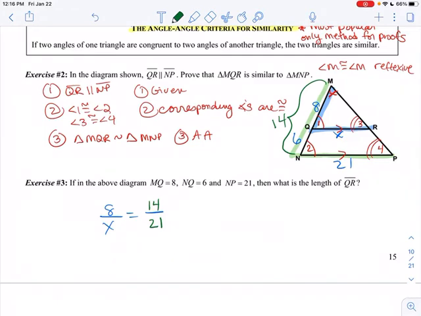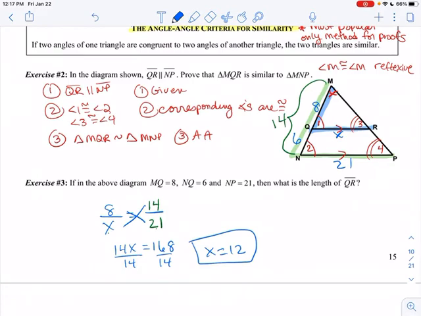So I got the left side of the smaller triangle, which is 8, the base of the smaller triangle, which is x, the whole left side of the bigger triangle, which is 14, and the base of the bigger triangle, which is 21. And then again, I just cross multiply. 14 times x is 14x. So you set up your proportion, and to solve a proportion, you cross multiply. 8 times 21 is 168. And then I just divide both sides by 14, and x is 12.